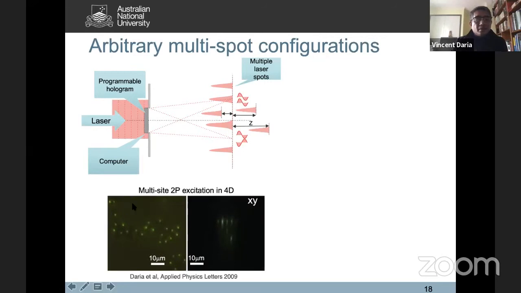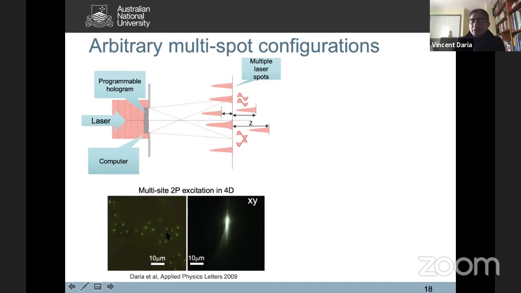So this is one of the first experiments when I joined the ANU, and I tried to do 2 photon excitation. This is just fluorescent beads, and I tried to make them fluoresce using multiple spots. This is 25 spots. This is 10 spots in X. Sorry, this is supposed to be XZ, and this is XY here. So this is looking at it from the side, so the laser is coming from this direction, and this one here is looking from the top.